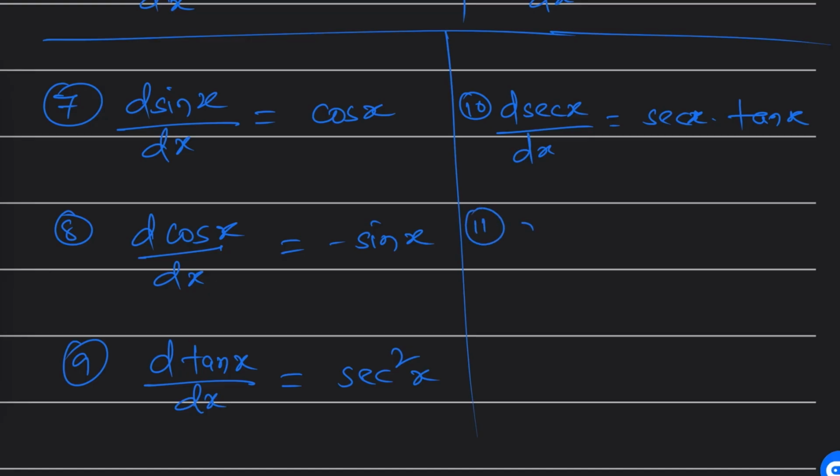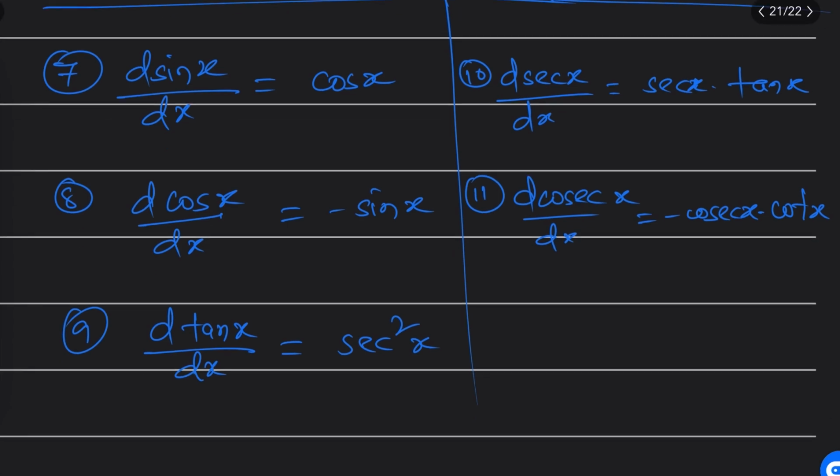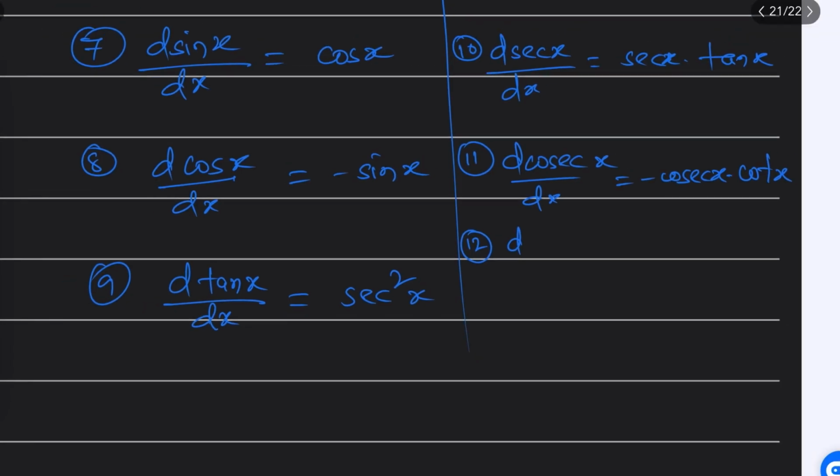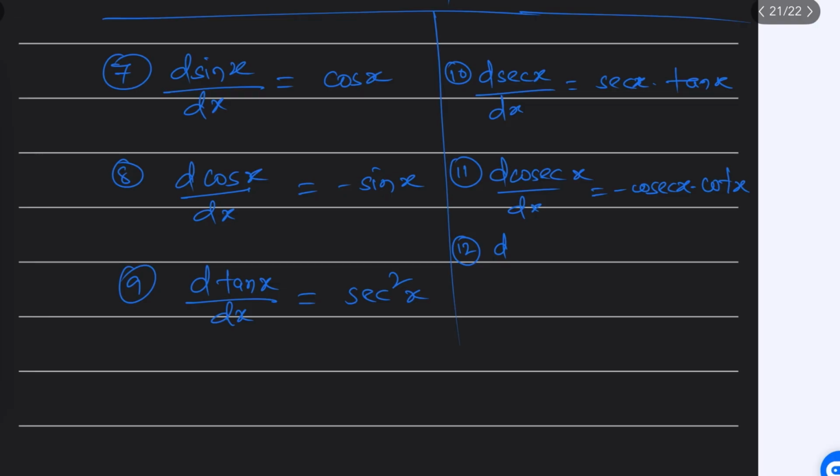Similarly, eleventh: differentiation of cosec x with respect to x, since it starts with c, will be minus cosec x into cot x. Similarly, twelfth: differentiation of cot x with respect to x, again starting with c, will be minus cosec square x. Hope you understood, right?